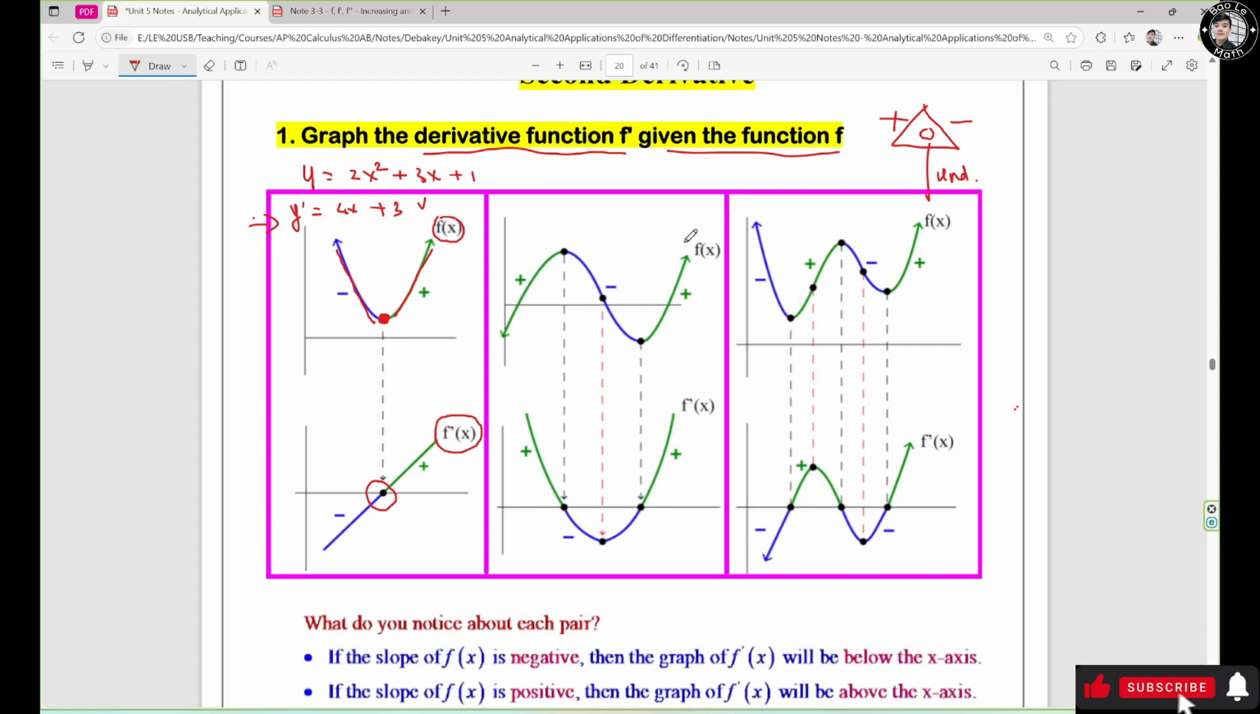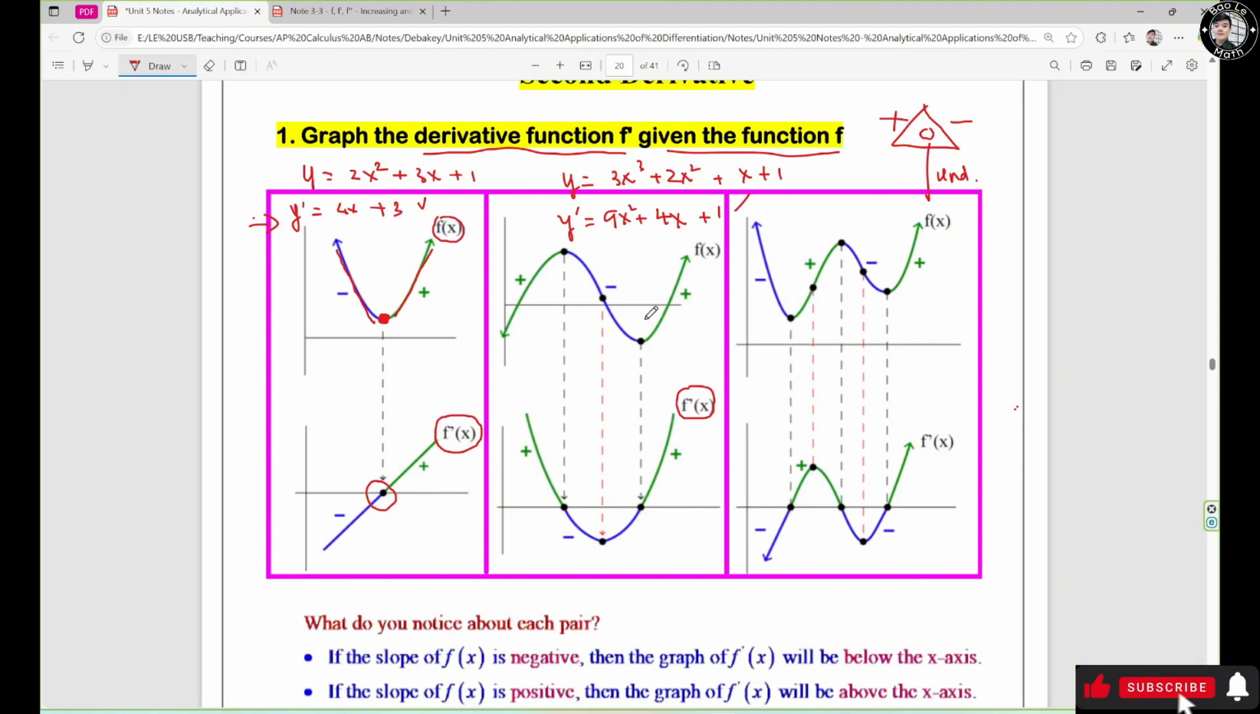Now the second one is the cubic function. For example, I have y equals 3s to the power 3 plus 2s squared plus s plus 1. Now if I take the derivative of this one, it's going to be 9s squared plus 4s plus 1. So it becomes quadratic. You see that when you take the derivative, it becomes a quadratic function.